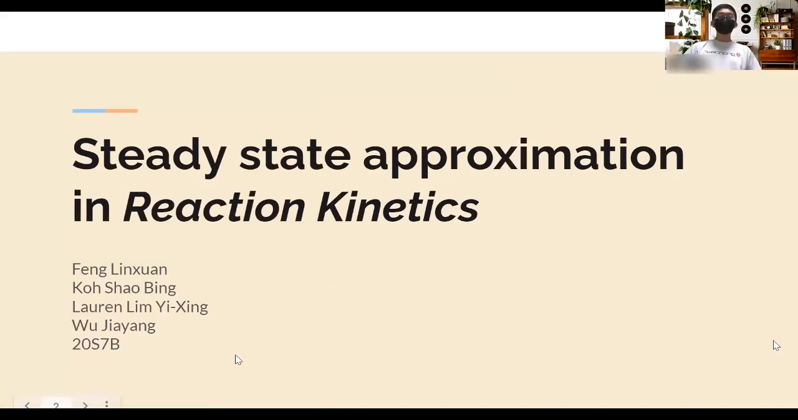Good afternoon, everyone. So our group today will be presenting about the steady state approximation in reaction kinetics. Our group is composed of Lin Xuan, Xiaobing, which is myself, Lauren, and Jiayang.